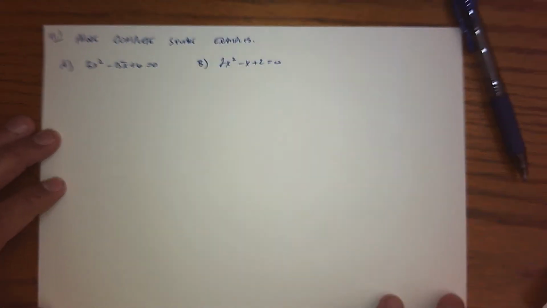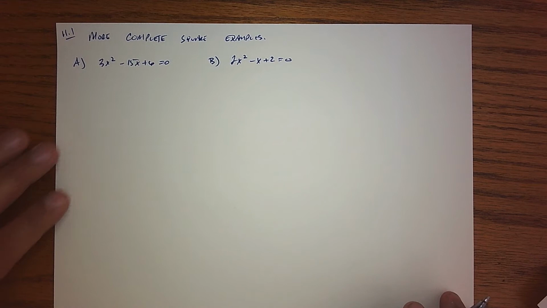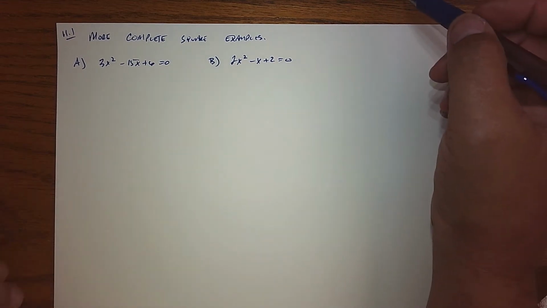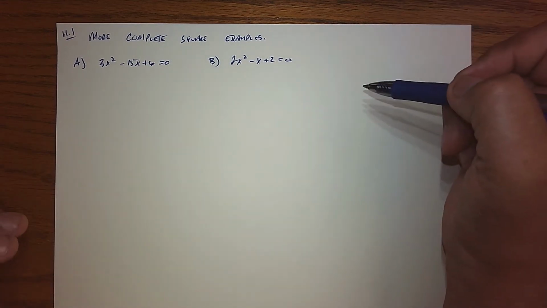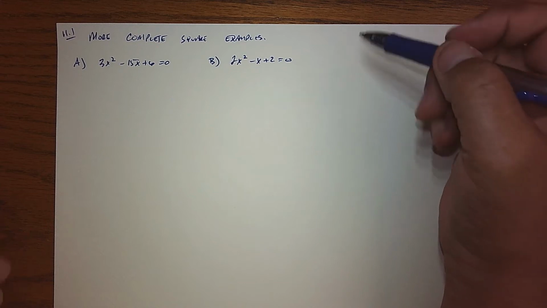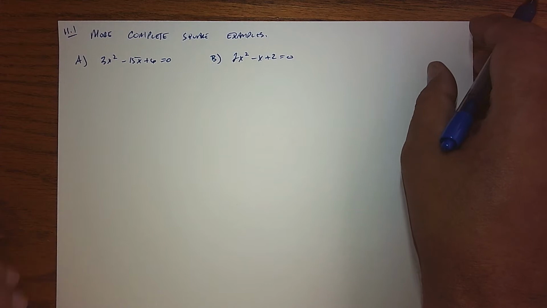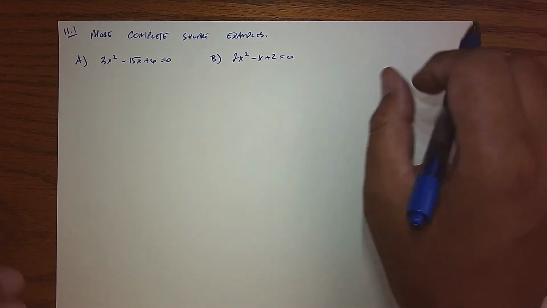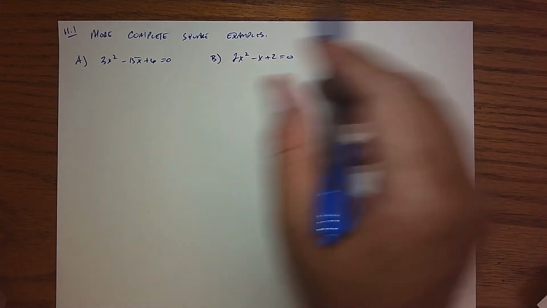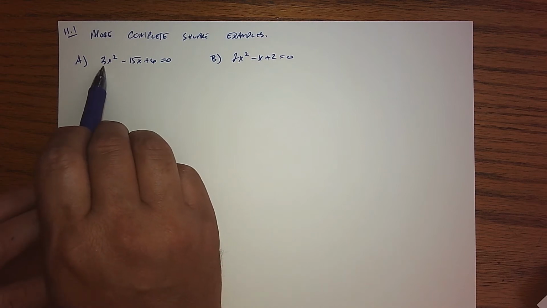Okay, so let's do a couple more completing the square processes. Number one, to get used to the steps, if you would, and then number two, handle fractions. So that's what's going to happen here in some instances, and we're just going to have to keep following the steps and push fractions around.